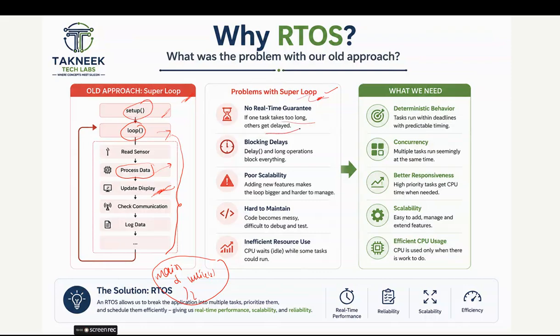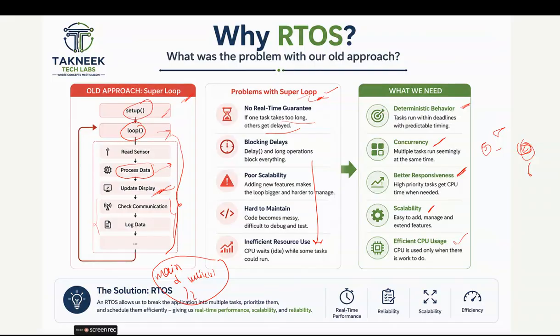If one task takes too long, others get delayed. There are more things that you can read. With RTOS, we can get deterministic behavior, we can get concurrency. You know what concurrency is. Better responsiveness, scalability. What is scalability? Suppose you have 5 tasks and you want to add 2 more. You can add 2 more with the same function, and you can adjust your scheduler according to these things, which is sometimes problematic in the super loop architecture.